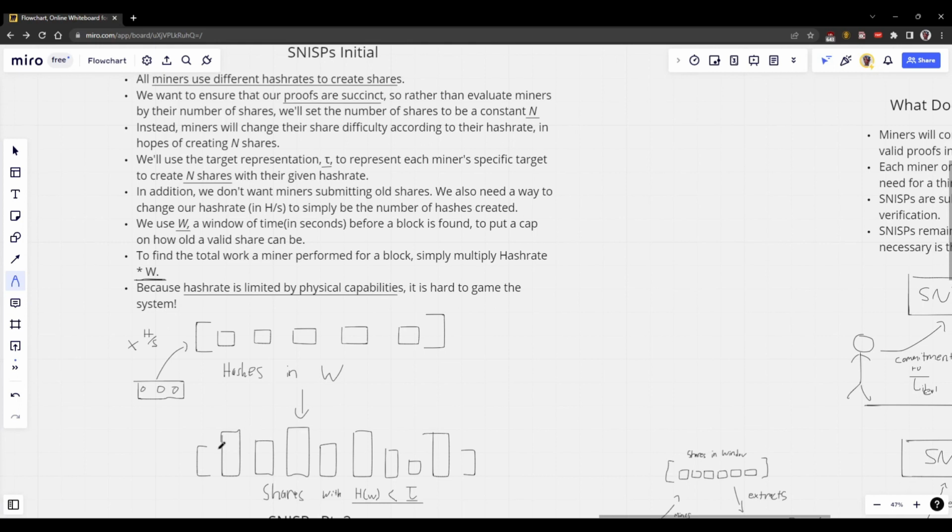And as you can see, because of this inequality and the share set that we have, we'll eventually be able to prove that goodness exists within the share set and prove that a miner did their work honestly.